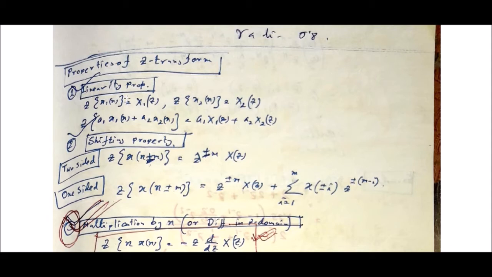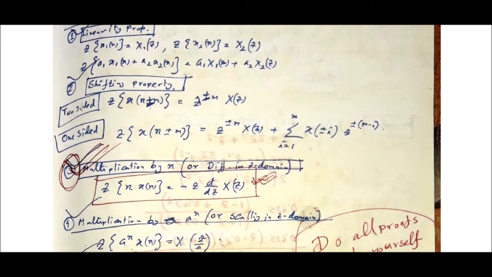Okay, so if you examine the linearity: if the Z transform of x1[n] is capital X1(z), and the Z transform of x2[n] is capital X2(z), then for a linear weighted summation of the time domain signals, its Z transform will be the linear weighted summation of the individual Z transforms. So it obeys the principle of superposition. So it is the linear property.